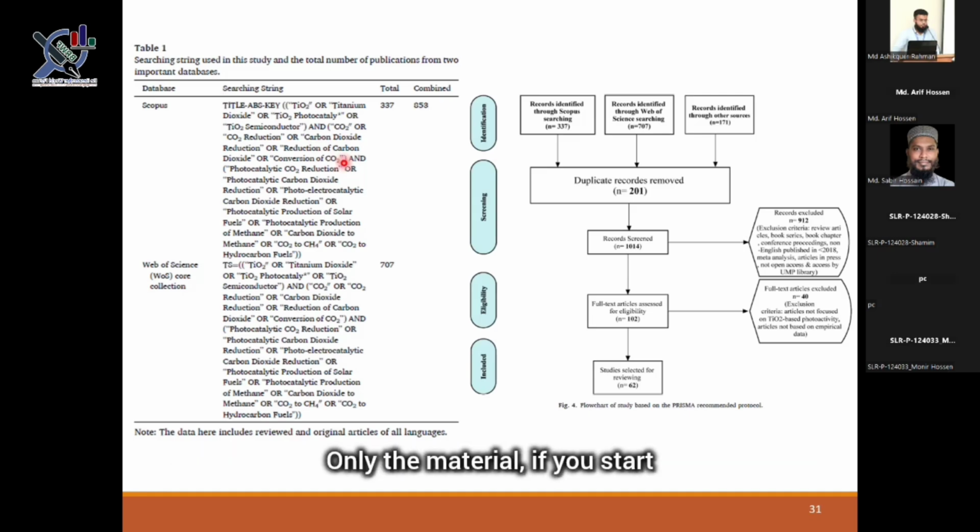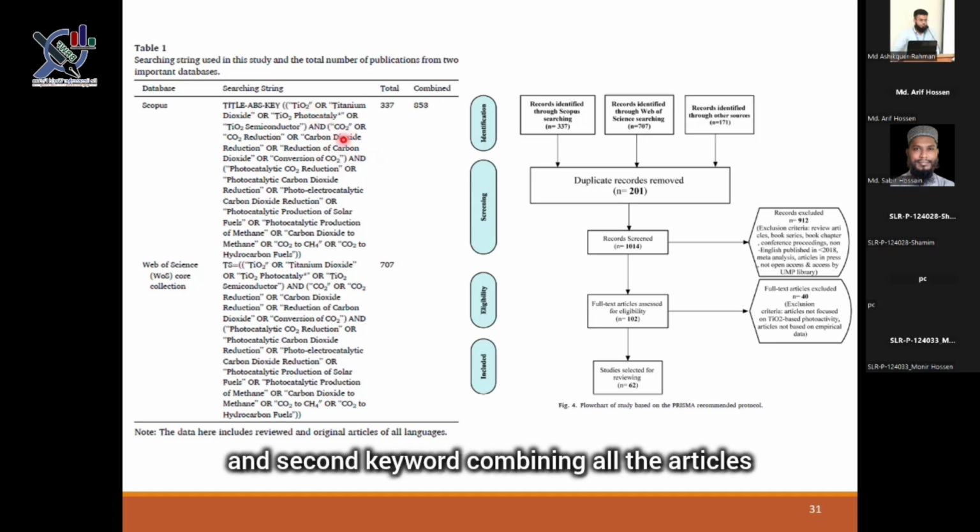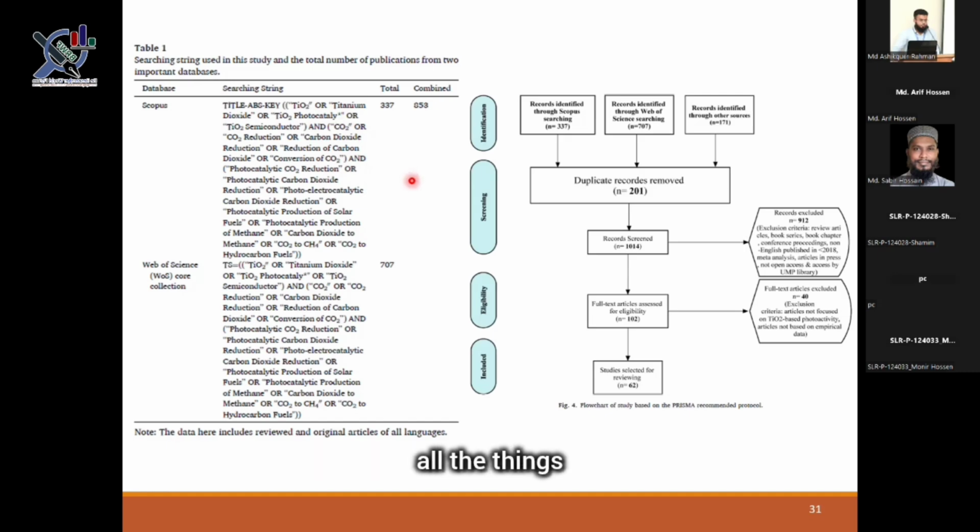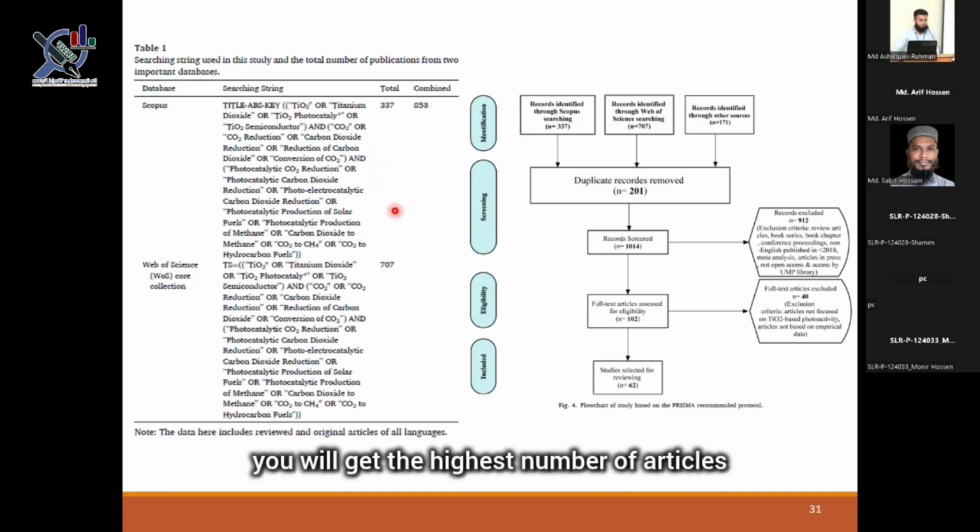If you search only the material, you will get lots of articles. But my objective is to see the application of that material for CO2 reduction. That's why I use AND. That means I need the first keyword and the second keyword combined, so all the articles inform about TiO2 and also CO2 reduction. In the bracket you can use CO2 as a symbol, or carbon dioxide, and also the reduction of carbon dioxide, the conversion of carbon dioxide. If you write all of these, you will get the highest number of articles.